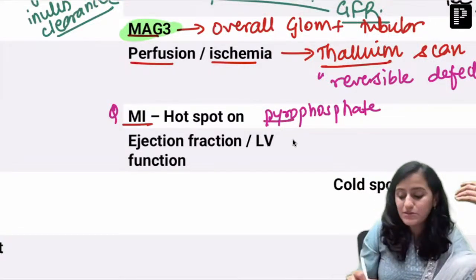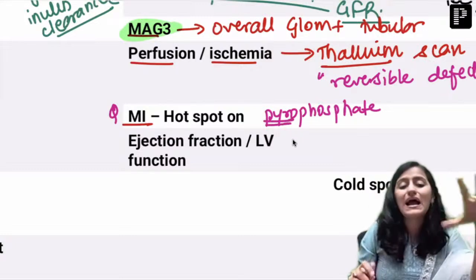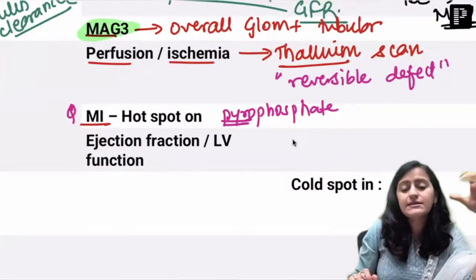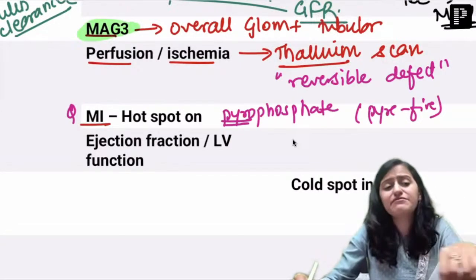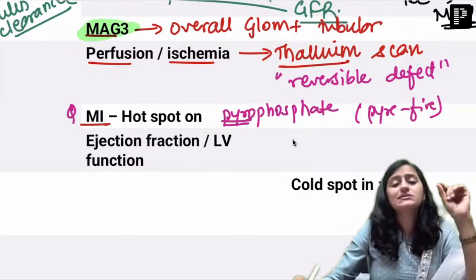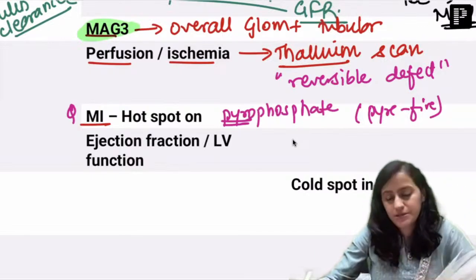Remember, this is seen with pyrophosphate. This pyrophosphate is taken up by the dead tissue and it does not get metabolized, right? So it accumulates there. So you can remember this as pyre is like fire. Hot like fire is pyre. So this is MI: pyrophosphate scan showing a hot spot.